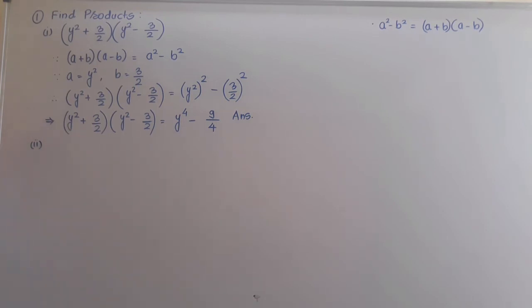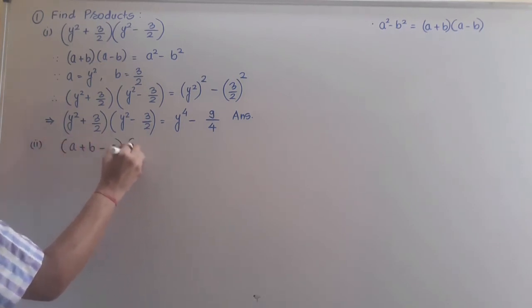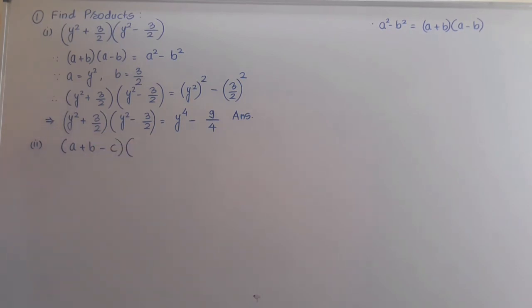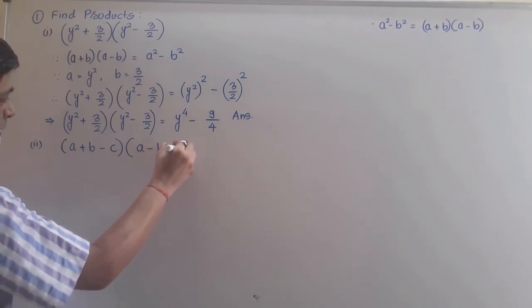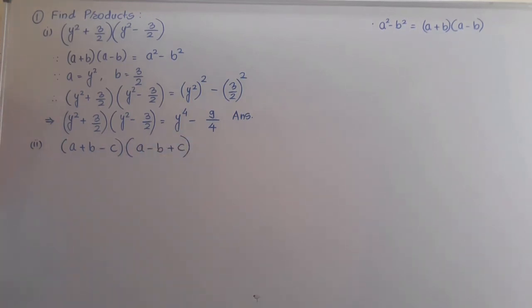Now see the second part. It is given to us (a + b − c)(a − b + c). Now see, in this question you will never observe which identity is applied before you solve it. So in this question I will do a small manipulation, then it will come according to the formula. So first, see what manipulations I am doing.